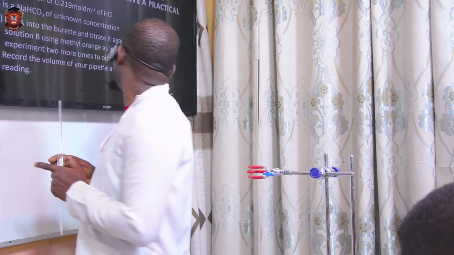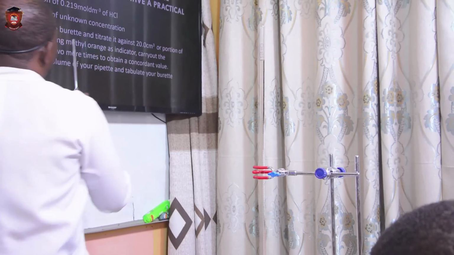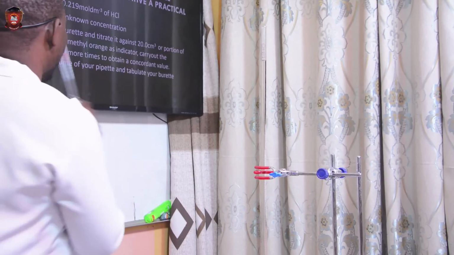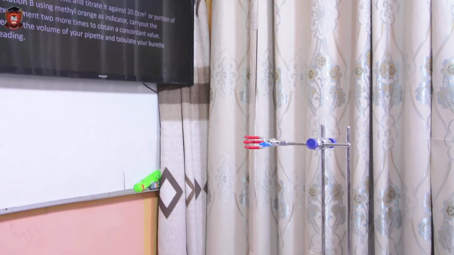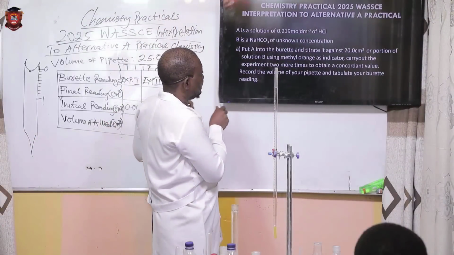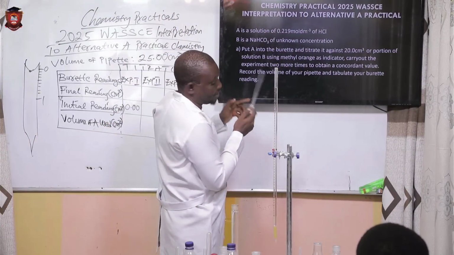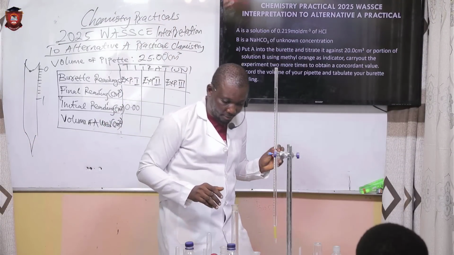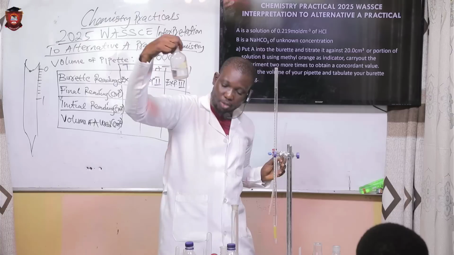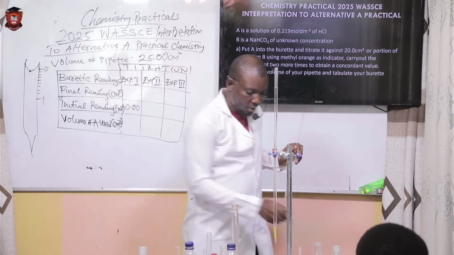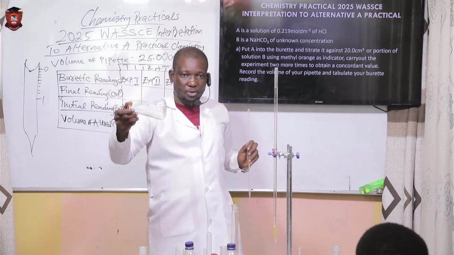Now let's read the question again. We have put A, we have recorded our first reading, and then we are asked to titrate it. See how we are titrating now. So we look for B, make sure it's labeled B. And this is your conical flask.